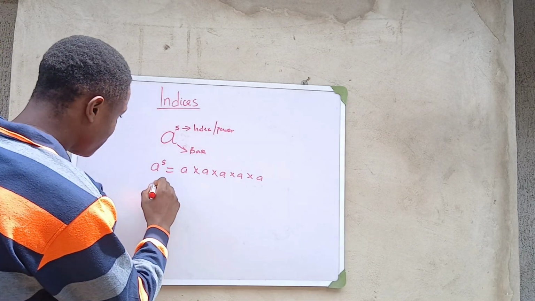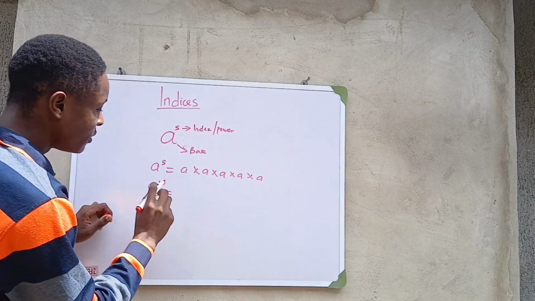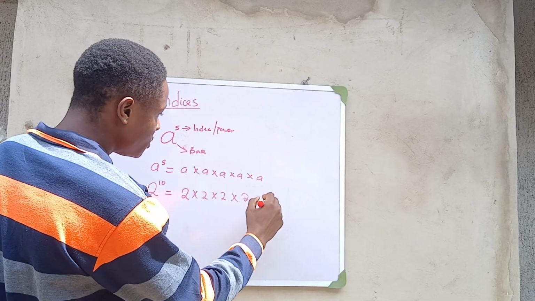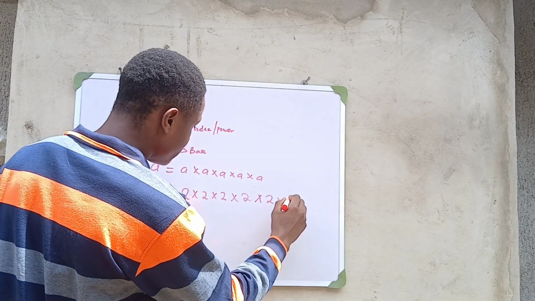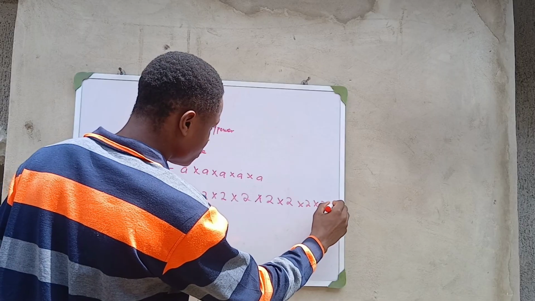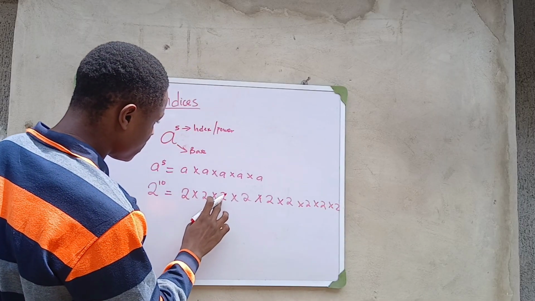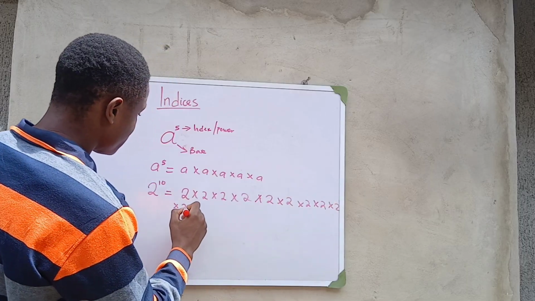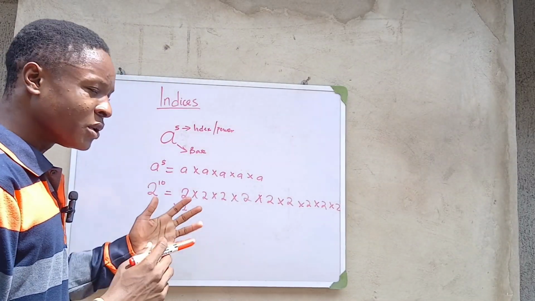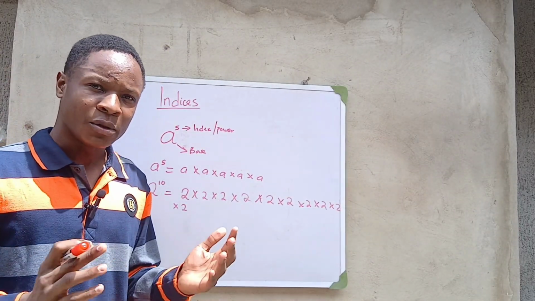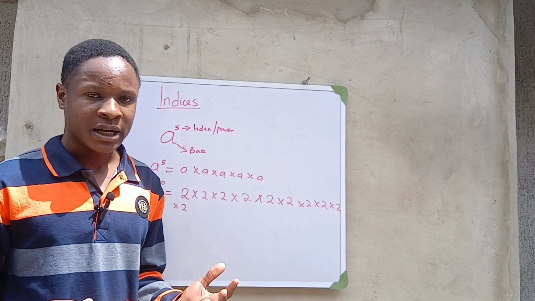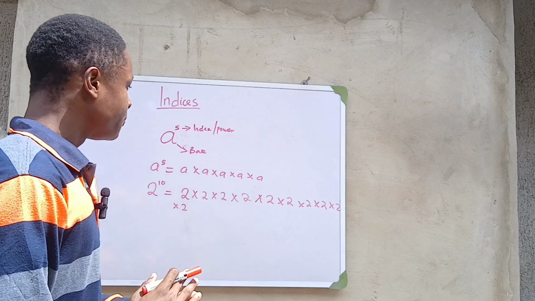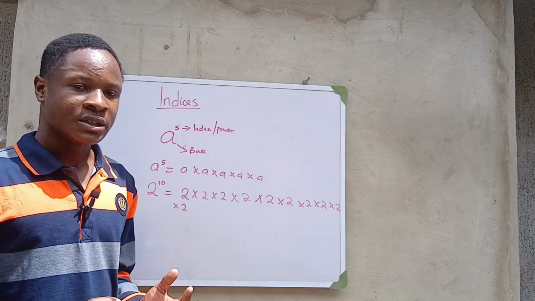If we also have 2 raised to power 10, for example, this means 2 times 2 times 2 times 2, up to 10 times. Let's count: 1, 2, 3, 4, 5, 6, 7, 8, 9, 10. So this is what it means: it is the number of times a number or a variable is multiplied, or the power at which a number is raised. So we'll now go to the laws of indices.